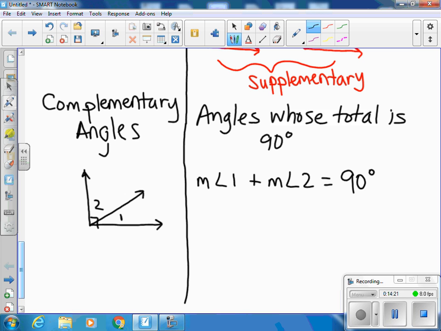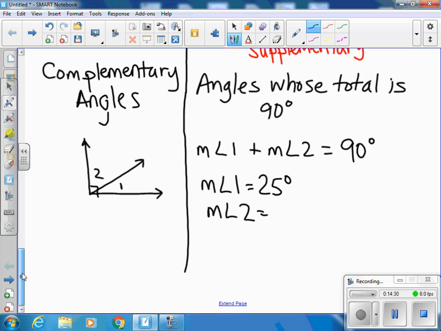So if I tell you that the measure of angle 1 is 25 degrees, and you have to figure out the measure of angle 2, again, you don't need a protractor for this. This is where you just subtract. 90 is your total, minus 25, which gives you 65. So angle 2 has to be 65 degrees. Make sure you put those degree symbols. Those are your units, right?